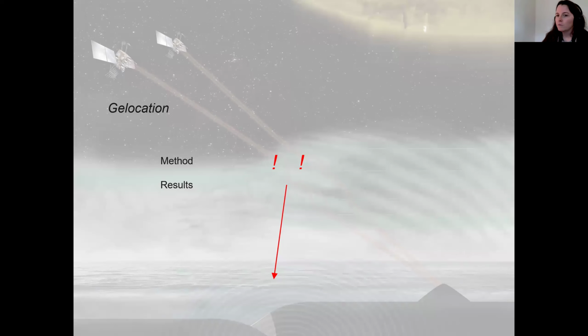All right, so now that we have detected an anomaly, what can we do with this information? One thing we can do is try to locate the source of this anomaly.